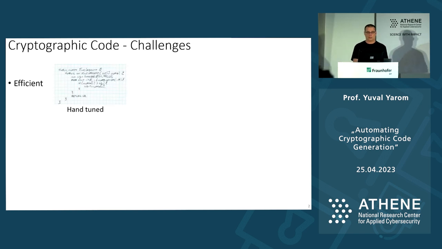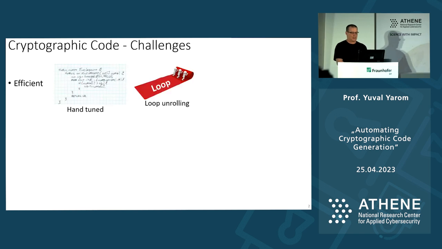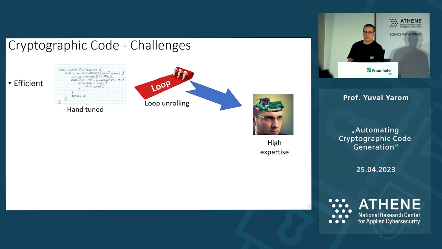We write assembly code, or those who know how to do that, they write assembly code that is especially tuned for the processor, for the cryptographic scheme, and is most efficient that they can do. We use techniques like loop unrolling to reduce the cost of loops and other optimization techniques. And knowing how to do that requires a high level of expertise.